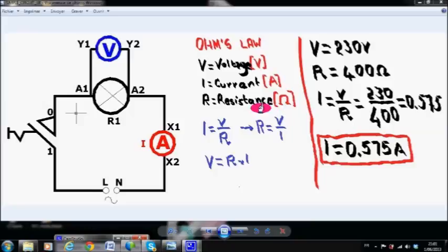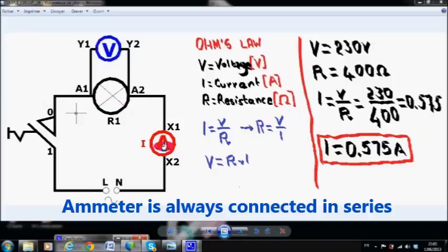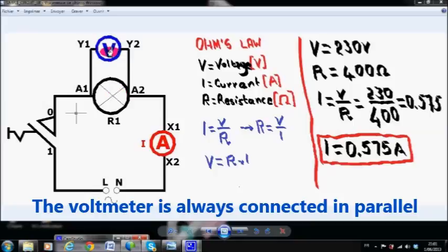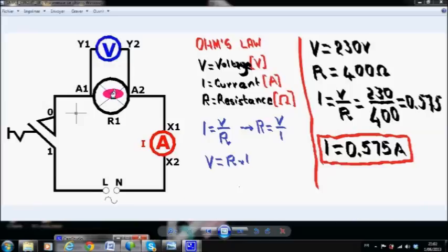So what do we have? Note that the ammeter is in series with our resistor. If you want to put your ammeter in the circuit, just cut the line and put the ammeter in your circuit in series. But if you want to put your voltmeter, you put it in parallel with the resistor on which you want to measure the voltage drop.